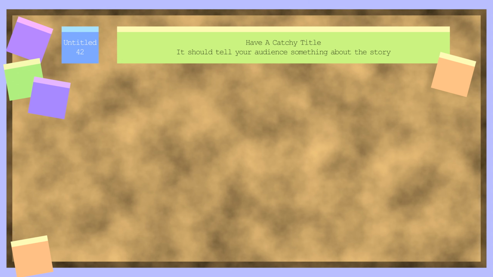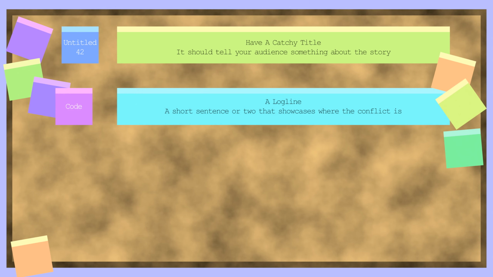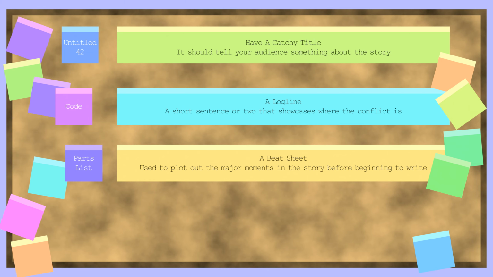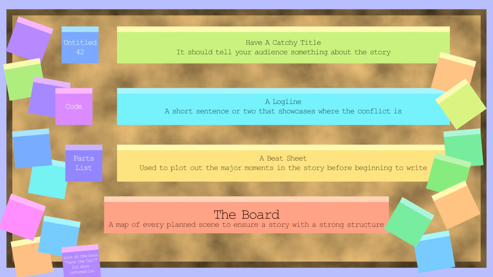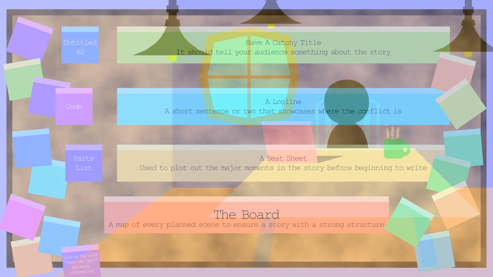The highly regarded writing mentor Blake Snyder suggests in his 2005 book Save the Cat that a screenwriter should do 4 things before writing. First, have an intriguing title. Next, an ironic and time-oriented logline. Thirdly, a beat sheet outlining the important sections of your story. And then, the board, where you will outline the story in more detail.